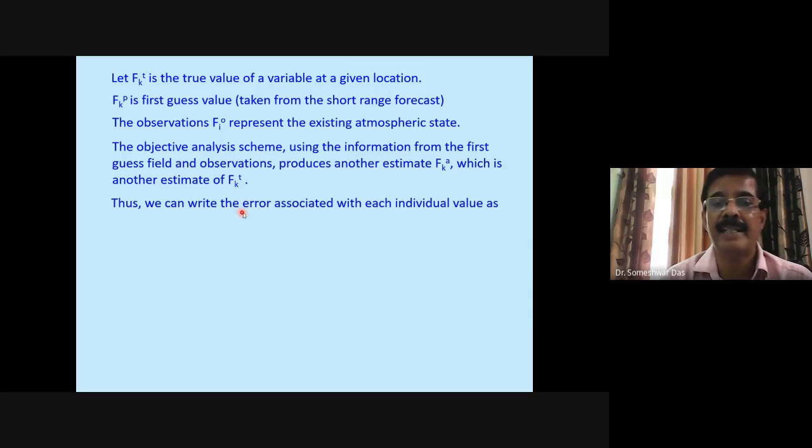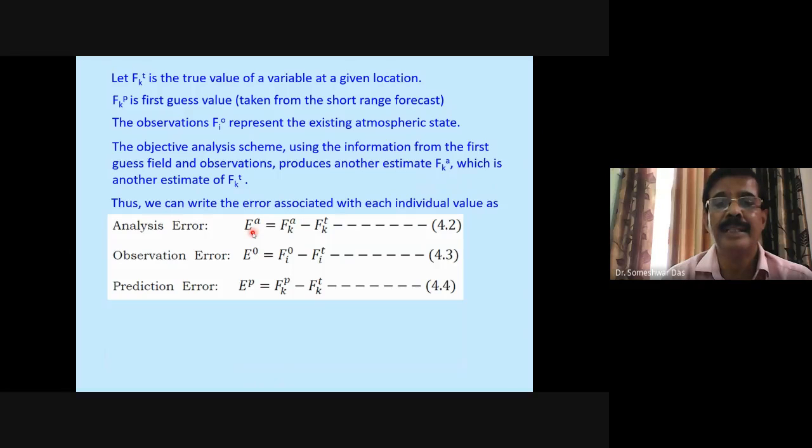Thus, we can write the error associated with each individual value as analysis error, capital EA equal to FKA, the analysis, minus the truth FKT, right? Because the difference between the truth and the analysis is the error, and we want to minimize this error. Similarly, the observational error is denoted by EO equal to FIO minus FKT, and the prediction error is denoted by EP equal to FKP minus FKT. So these are the analysis error, observation error, and the prediction error.